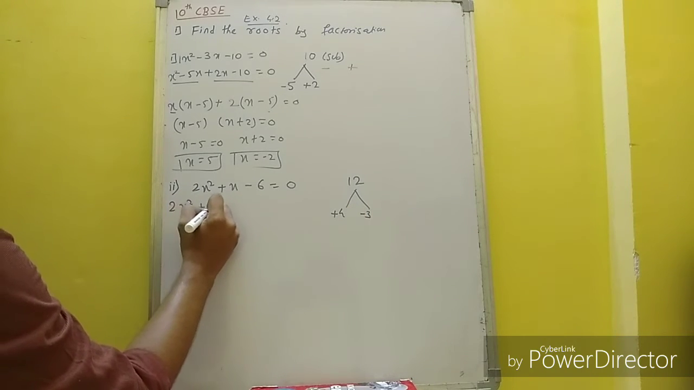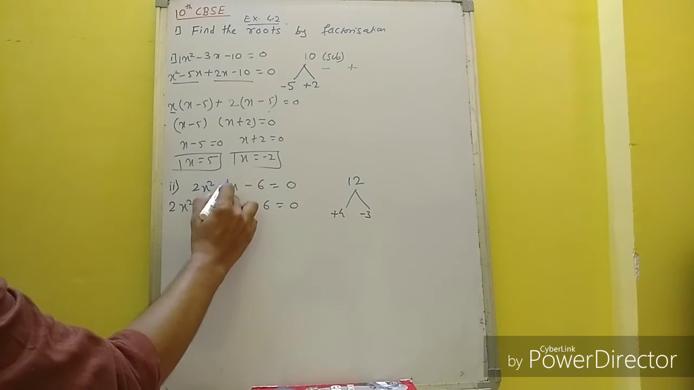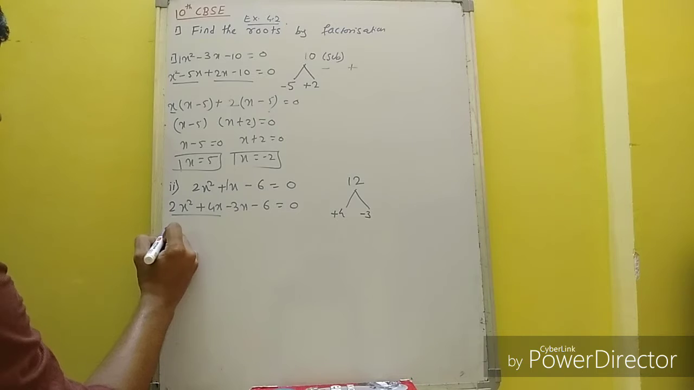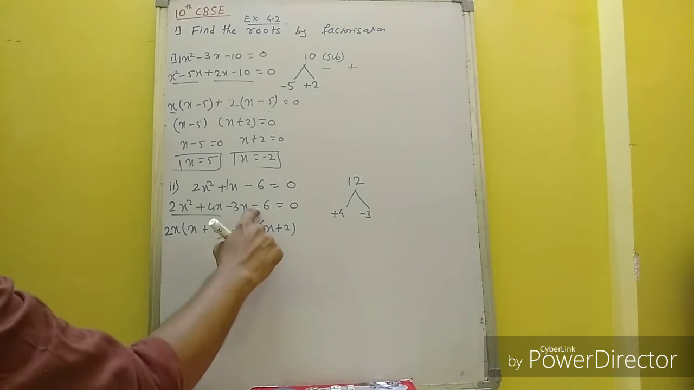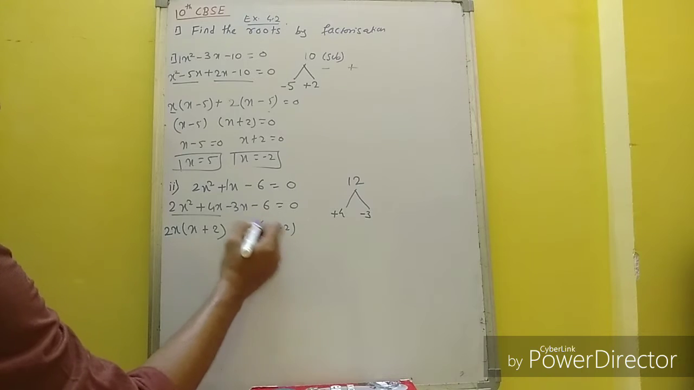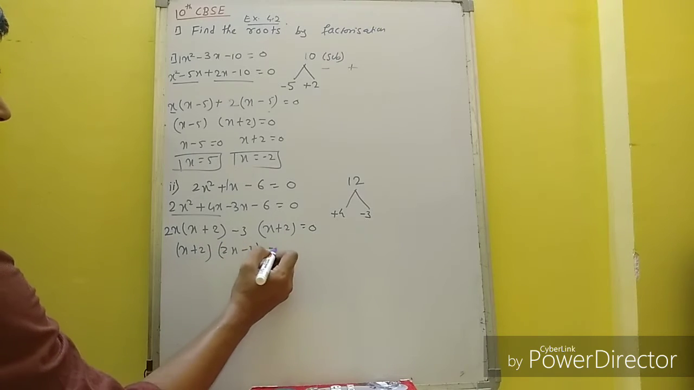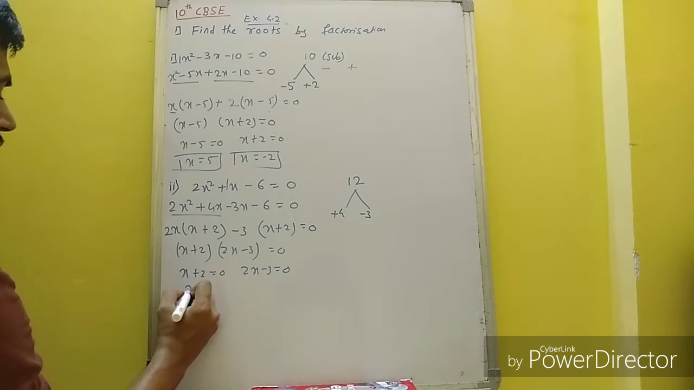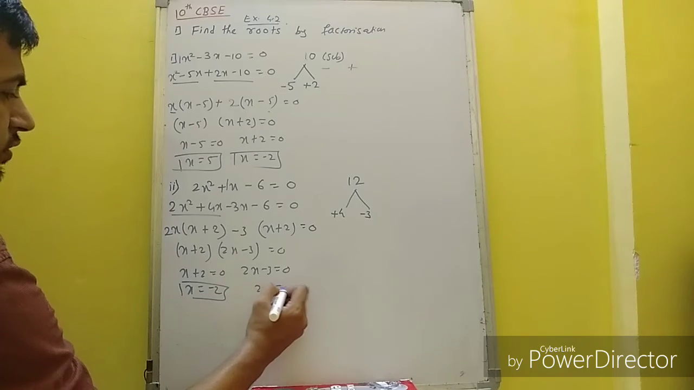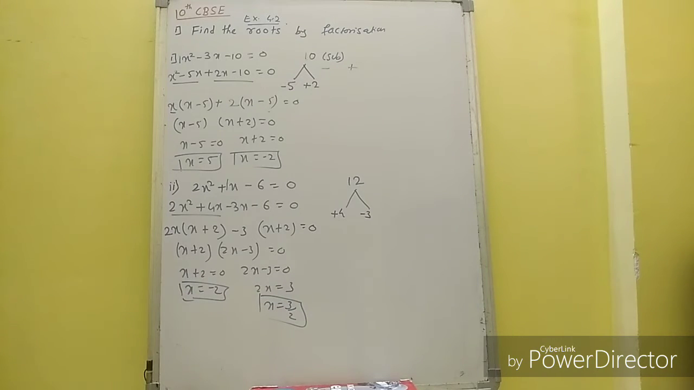So 2x square plus 4x minus 3x minus 6 is equal to 0. You can see that 4x minus 3x is 1x. Taking 2 and x common, we will have x plus 2. Here also x plus 2, signs are changed, minus has become plus, and we will take 3 common because 3 into x is 3x. So we have a common bracket x plus 2 and 2x minus 3 is equal to 0. x plus 2 is equal to 0, 2x minus 3 is equal to 0. x is equal to minus 2, 2x is equal to 3, x is equal to 3 upon 2. So we have the value of x as minus 2 and as 3 upon 2.